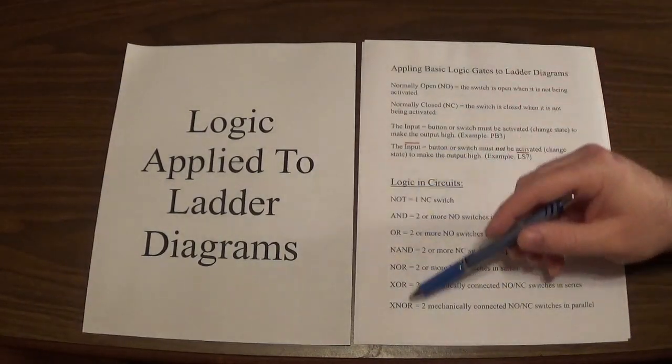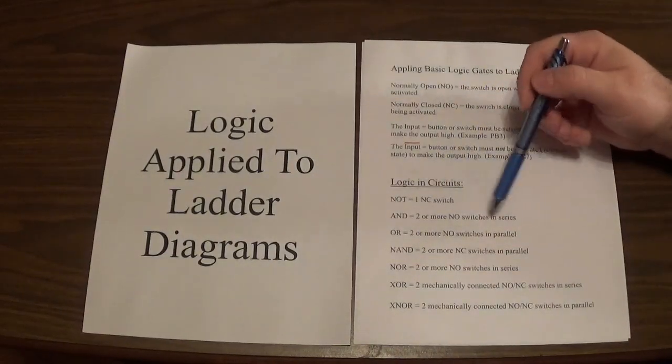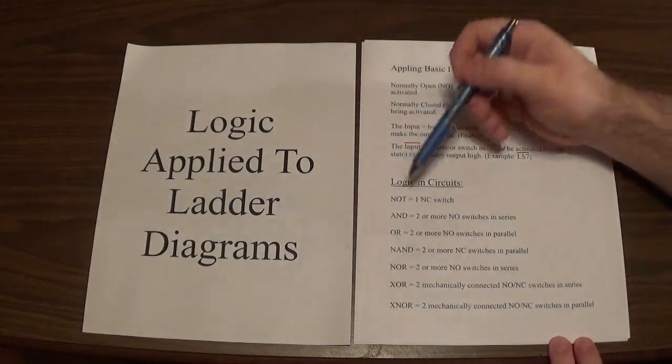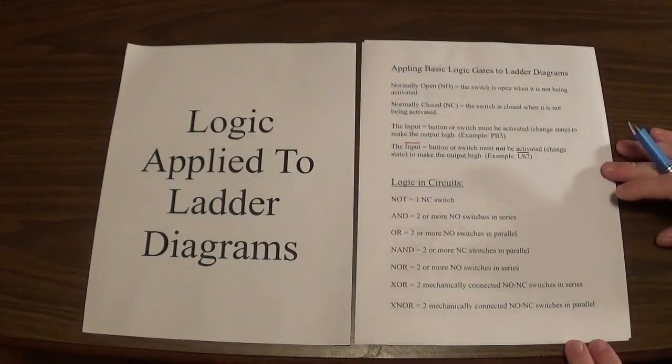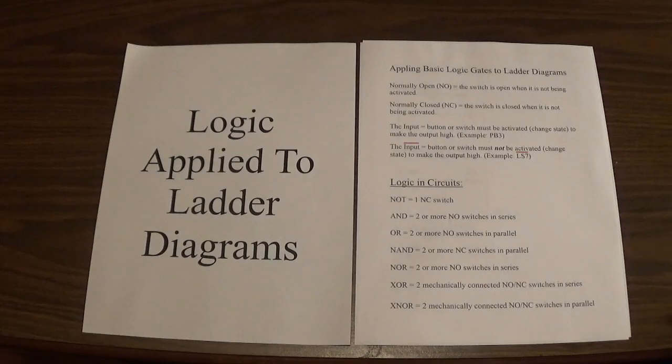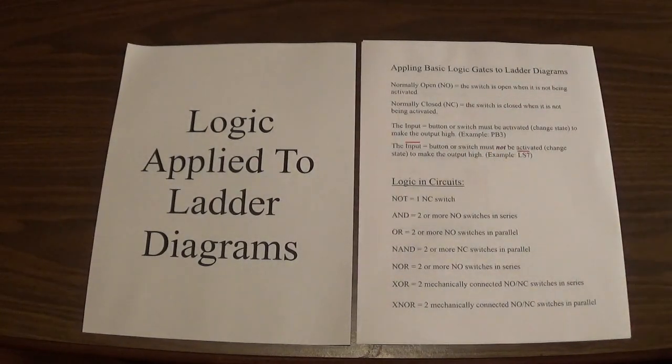Alright, so here I've listed on the left each of the logic functions and then a description of what you'll be looking for. For not logic or the inverter, that's just one normally closed switch. Remember our inverter only has one input. All the other ones have two or more, but the inverter is only one switch. So if I have one normally closed switch controlling an output, then that means we are doing not logic. For the AND gate, that's going to be two or more normally open switches in series. Remember, all of our other functions have to have two inputs at least. So if I have two normally open switches in series, that is AND logic.